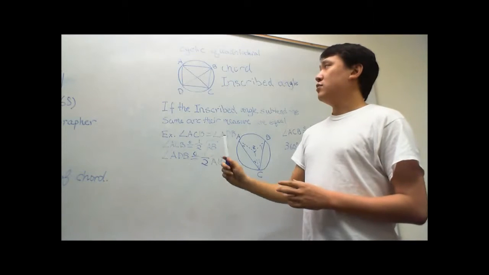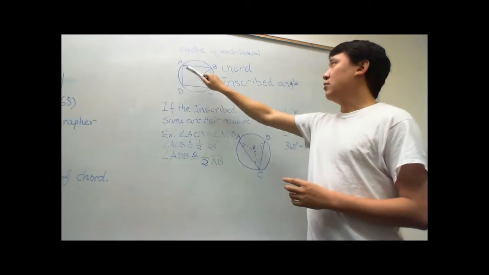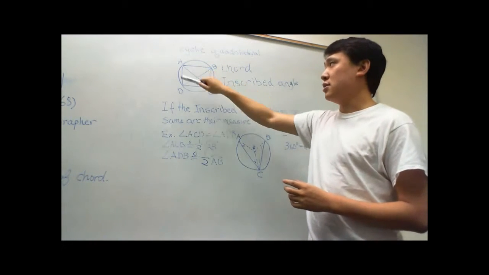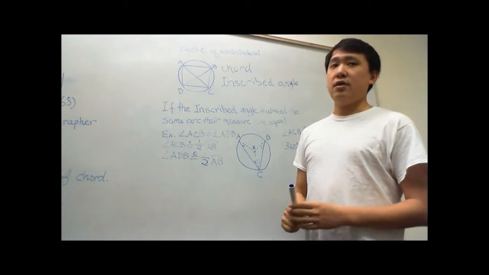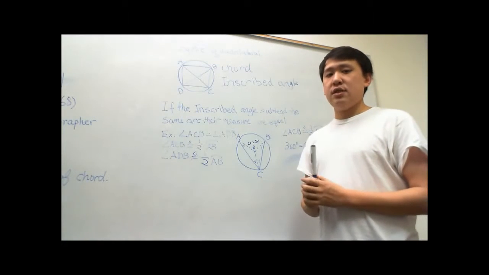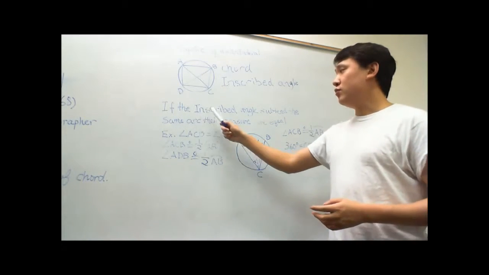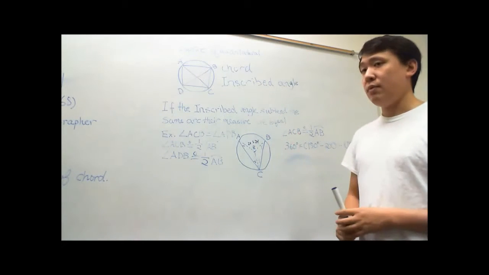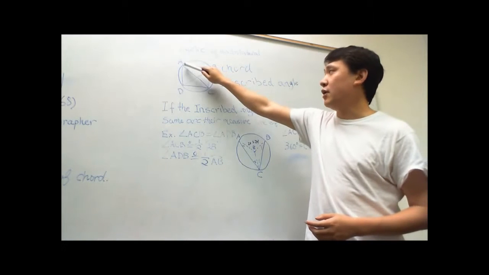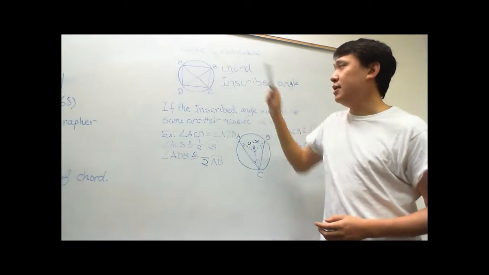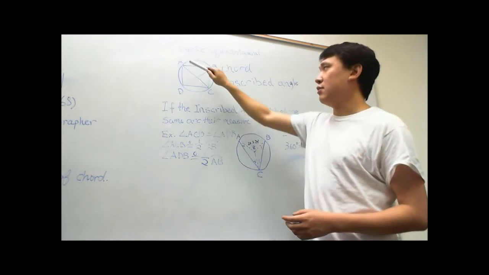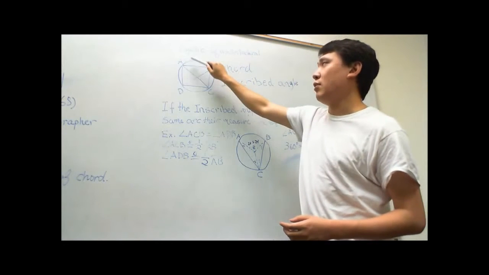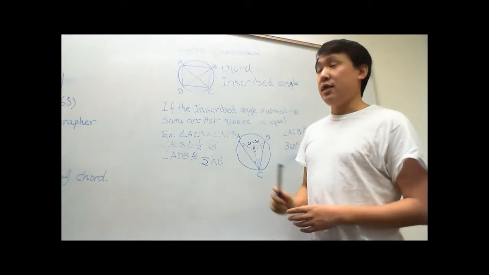If a quadrilateral is inscribed in a circle, we call it a cyclic quadrilateral. When we have a cyclic quadrilateral, if two inscribed angles subtend the same arc, their measurements are equal. What I mean by that is if you have inscribed angle ACB and another inscribed angle ADB, both subtend the same arc AB, so their measurements are equal.